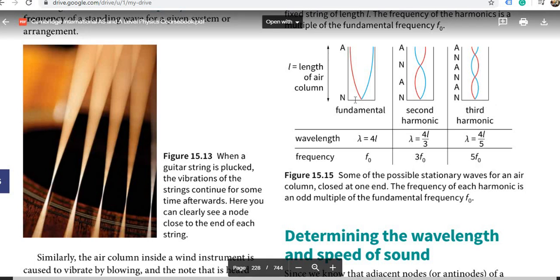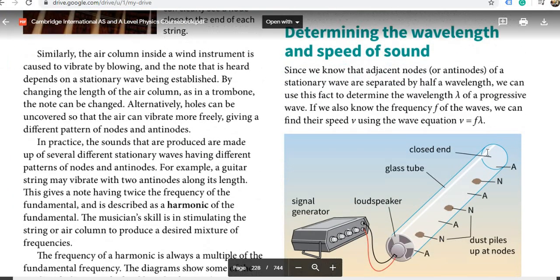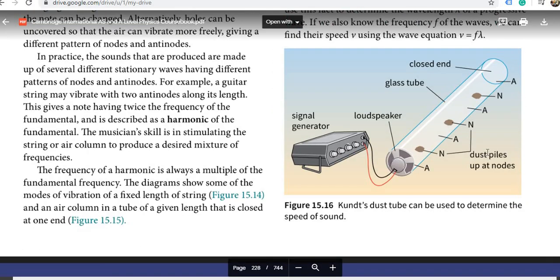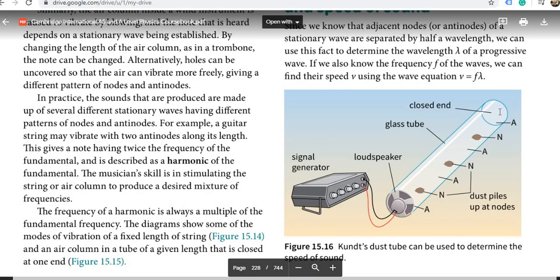So remember, if we have one end a node, the other end an antinode, one end closed, the other end open, one end fixed, the other end free, this is what you have to know. Okay, you can even figure it out by drawing a diagram. Now again you can see here a standing wave is formed.